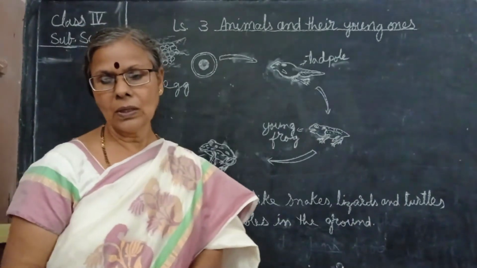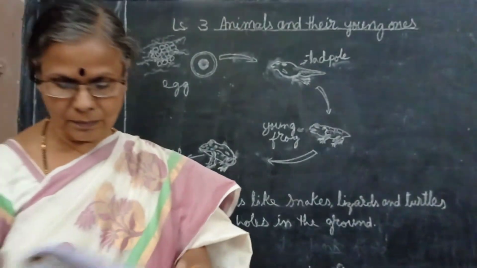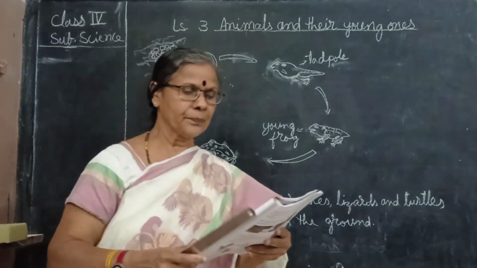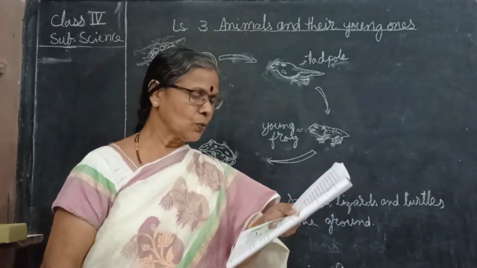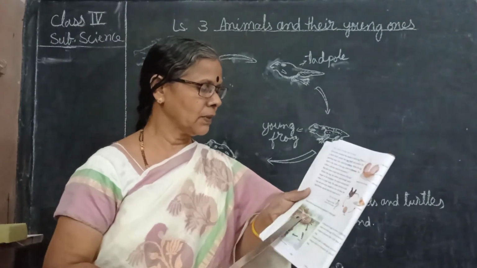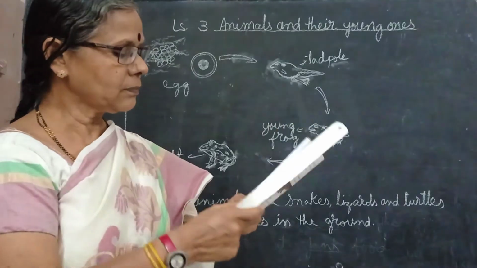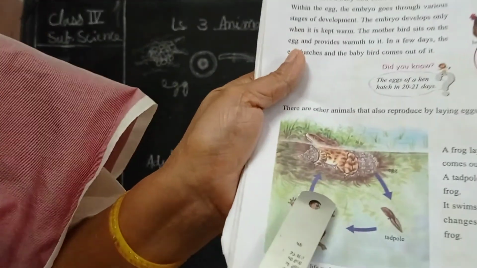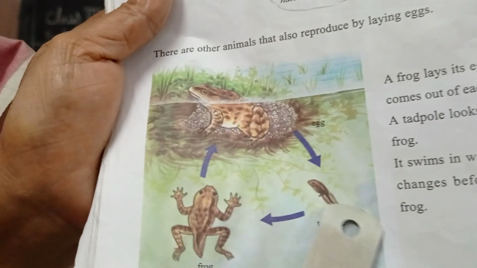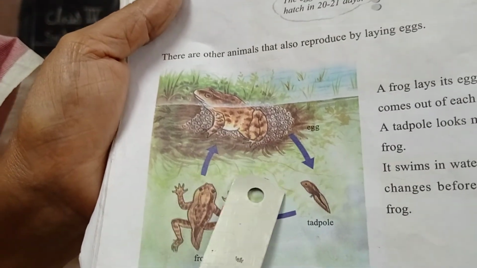Have you understood now? This is page number 206. Page number 206. Can you see this? Can you see this diagram? Clearly the same diagram that I drew there.